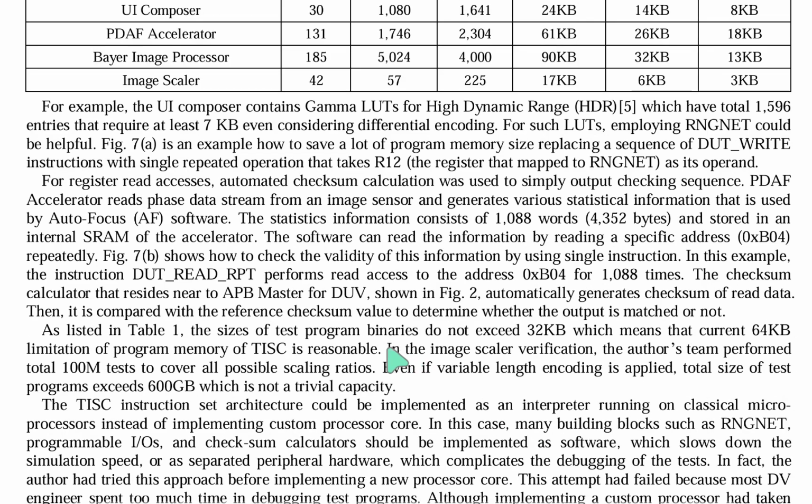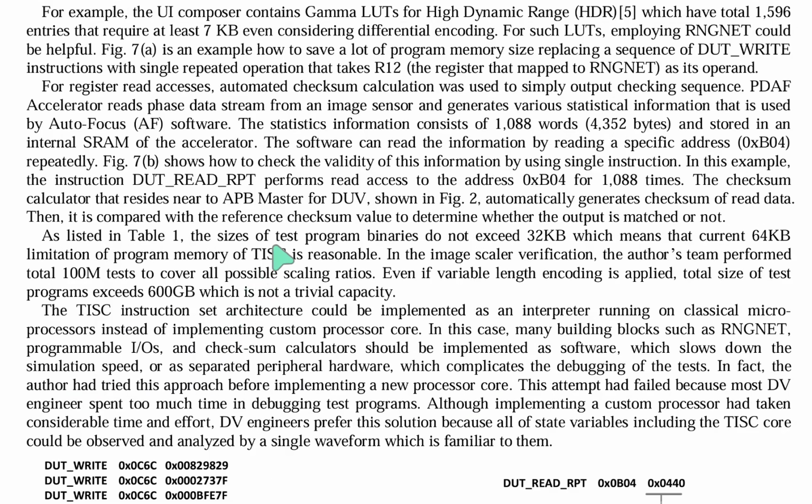As listed in Table 1, the sizes of test program binaries do not exceed 32 kilobytes, which means the current 64 kilobyte limitation of program memory of a TISC is reasonable.